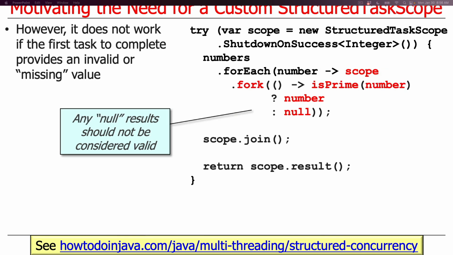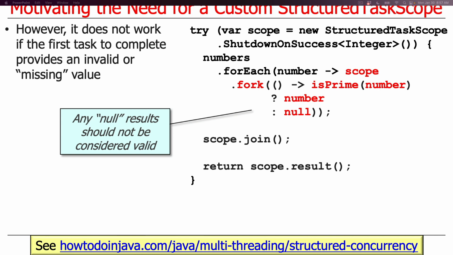However, if the first task to complete provides an invalid value or a missing value or something else, then shutdown on success isn't going to work the way we want. Let's take a look at a simple example to illustrate this point. We're going to have an array of random integers, and we're going to try to find the first prime number in that array of random integers. That's our requirement. And what you see here is we're going to have a shutdown on success scope.